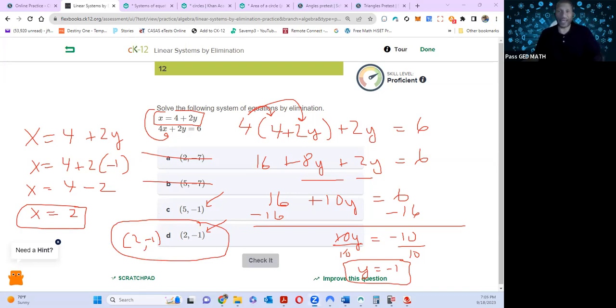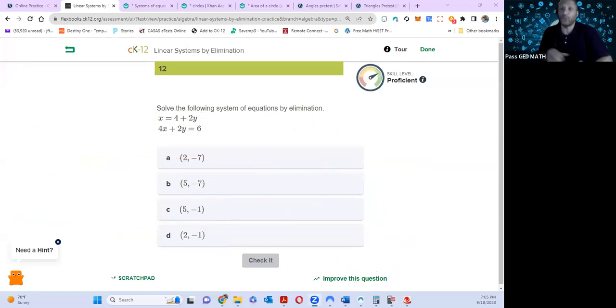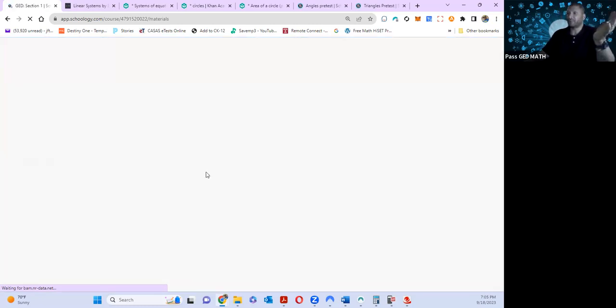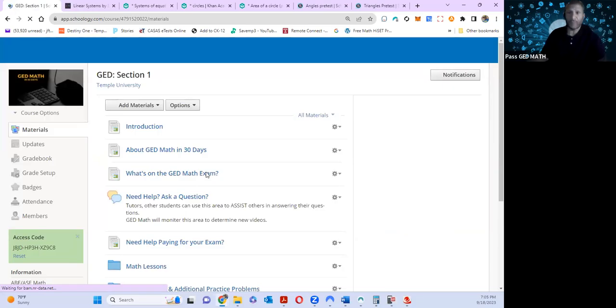So whether you use Khan Academy, whether you use CK12, whether you use the system of equations, what I would prefer you do is to practice, then use the assessments I made. Why? Because the assessments I made were indicative of the type of system of equations problems you're going to get on your exam. So again, you can go to Schoology, then go under GED Math 1, go under practice tests and practice problems. So remember, what we just left was under math lessons.